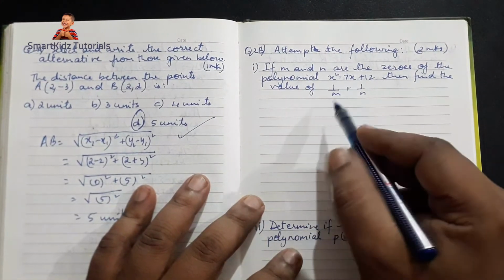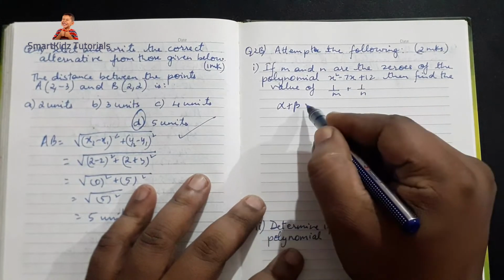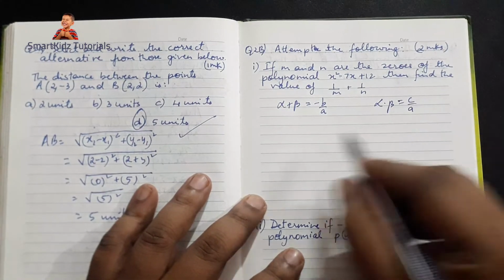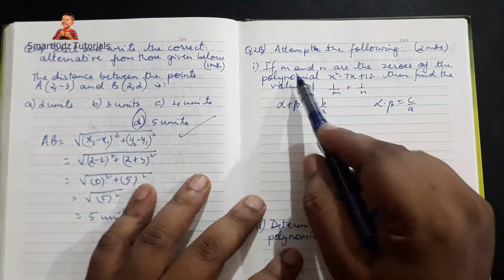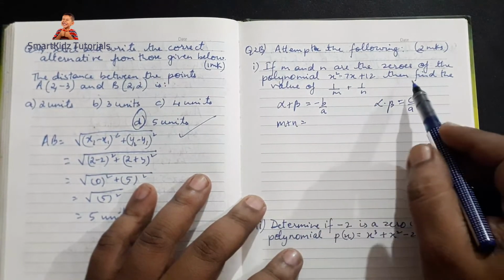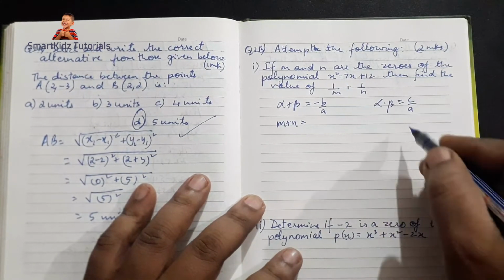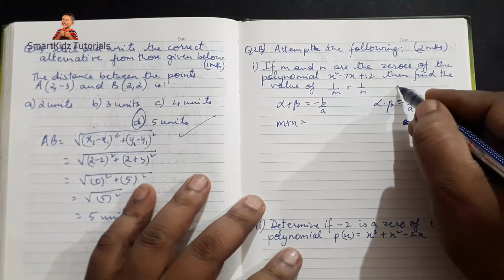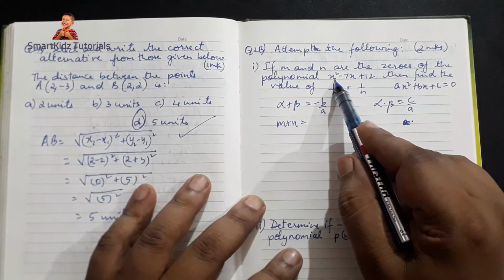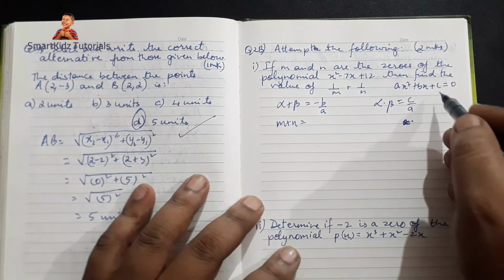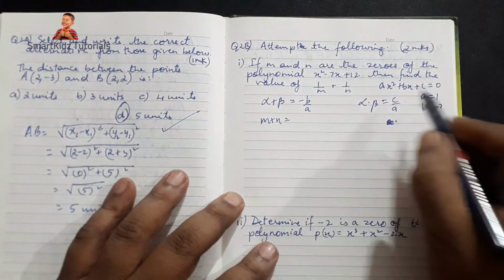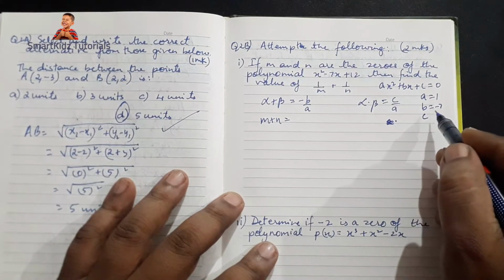So if these are zeros, see, zeros usually how you give: alpha plus beta equal to minus b upon a, and alpha into beta equal to c upon a. So these are the zeros, and zeros are given to you as m and n. So m plus n equal to minus b upon a. So what is minus b upon a? If you compare this with the general form, I'll write it over here: ax square plus bx plus c equal to 0, then a will be the coefficient of x square, which is 1. Okay, so I'll write it over here itself: a equal to 1, b will be equal to minus 7, and c will be equal to 12.